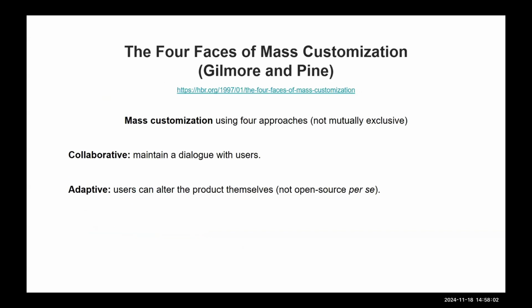And then finally, I want to talk about mass customization. This is an article from Harvard Business Review by Gilmore and Pine. And this is where we have mass customization using 4 approaches. These approaches are not mutually exclusive, they may overlap, but there are different ways you can do mass customization. So mass customization is where I might mass produce a product, and I might offer customization with it.